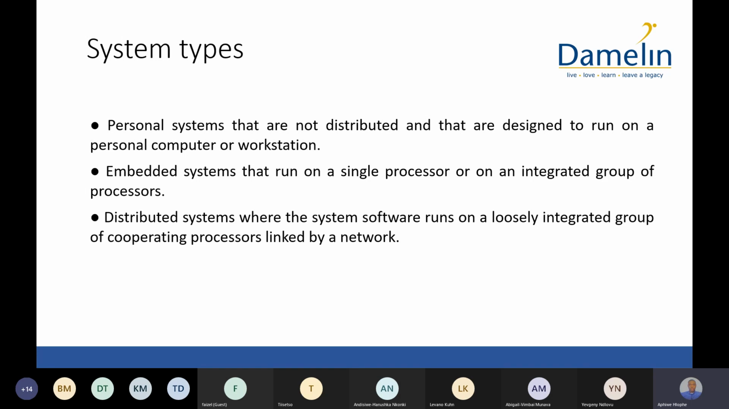Then we have embedded systems that control hardware, and these embedded systems run on a single processor or an integrated group of processors. Okay, so there's a lot of localized processing for embedded systems. Then we have distributed systems, where the system software runs on a loosely integrated group of cooperating processors linked by a network. And that's our topic for today. We're focusing on these distributed systems and how they are applicable in terms of enterprise environments.